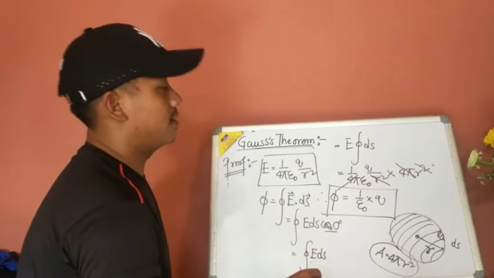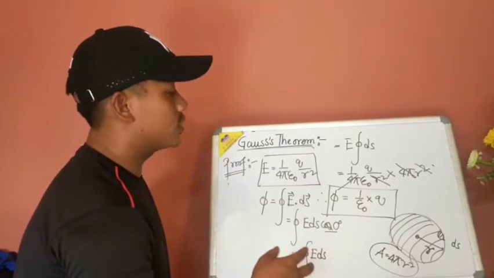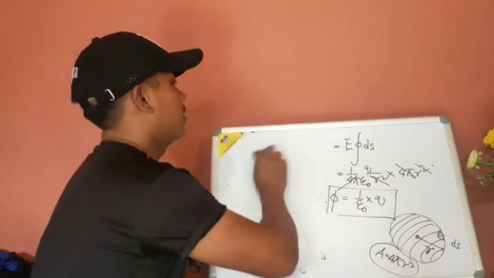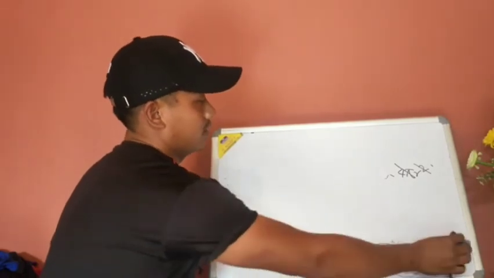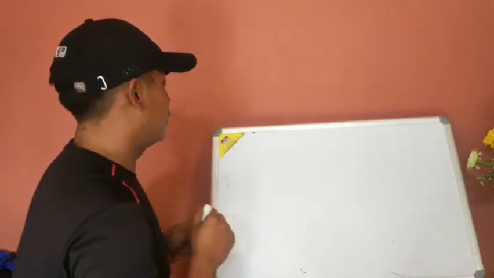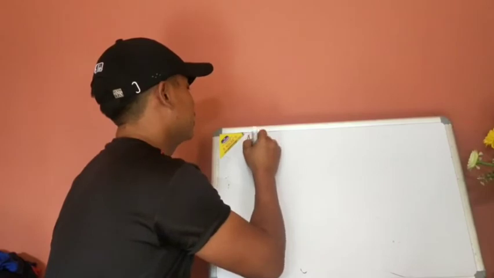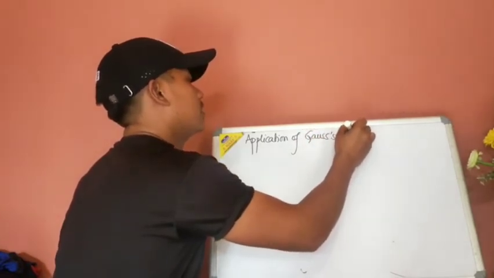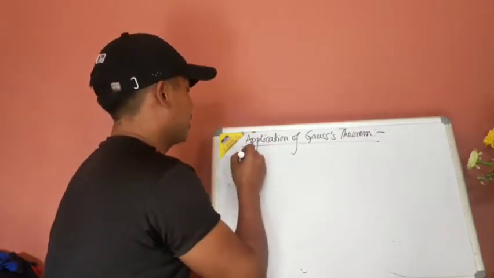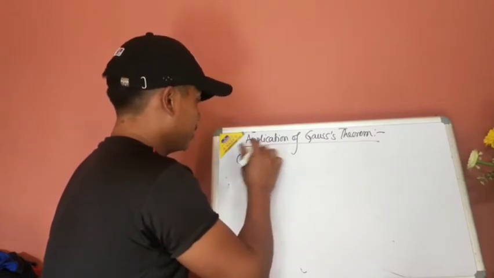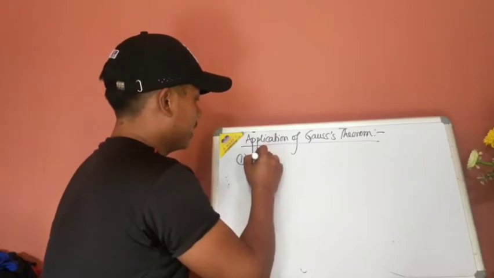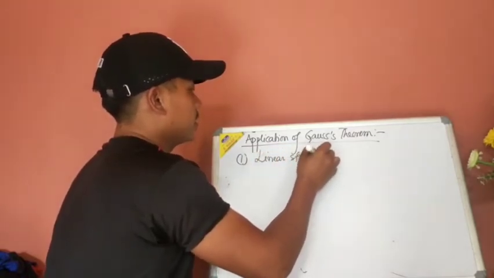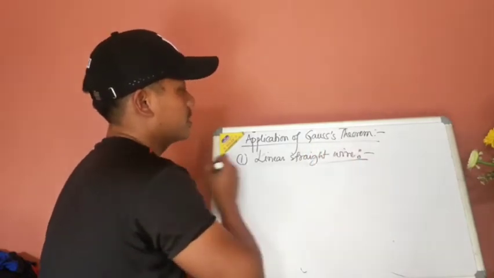So in the next classes, you will learn how to apply this particular theorem to certain situations. Now, let us come to the first application of the Gauss theorem. In your syllabus, the first application is an infinitely long linear straight wire which is uniformly charged. Let us see.